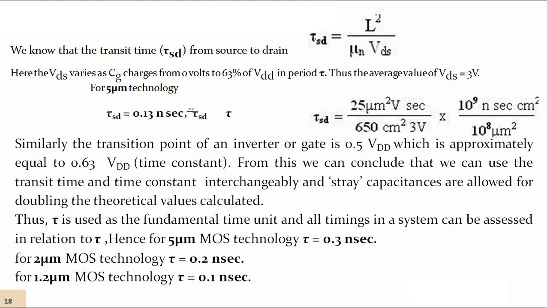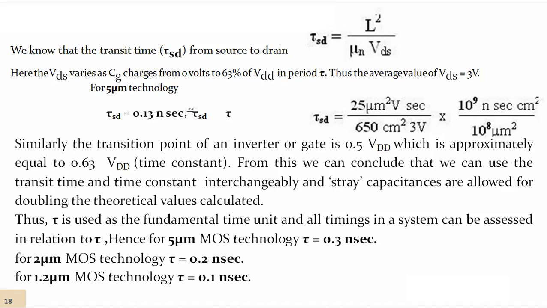One is called sheet resistance and square CZ value. Transit time can be calculated from the three parameters. One is the length, mobility of charge carriers, and voltage across drain to source supply. Okay, and stray capacitances are allowed for by doubling the theoretical values calculated. Okay, extra, that is parasitic elements need to be added. Thus tau is used as the fundamental time unit, and all timing in the system can be assumed in relation to tau.